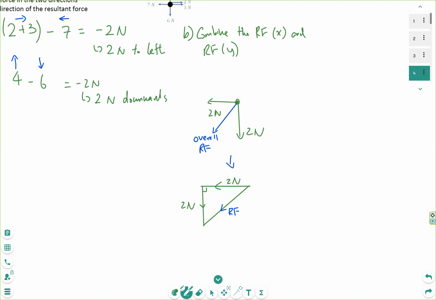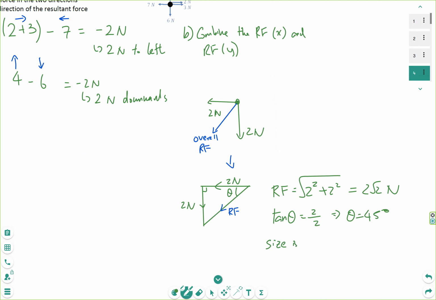So the RF equals Pythagoras, 2 squared plus 2 squared, square root. So 4 plus 4 is 8, so it's 2 root 2 Newton. Okay, angle theta. So tan theta equals 2 over 2. So theta equals 45 degrees. So the size is 2 root 2 Newton. Direction is 45 degrees below the horizontal. That's how we describe the angle, because it's underneath the horizontal. It's just pointing downwards.